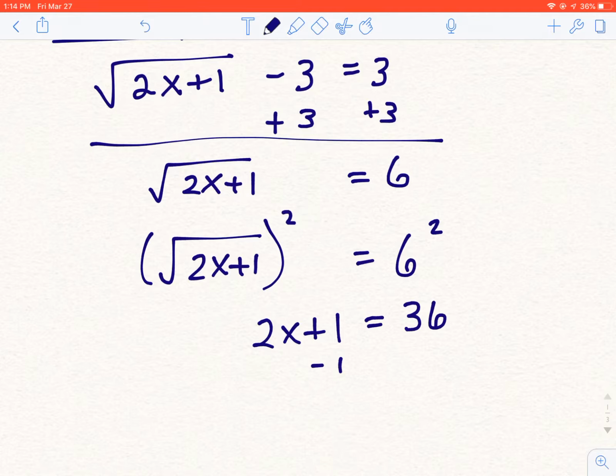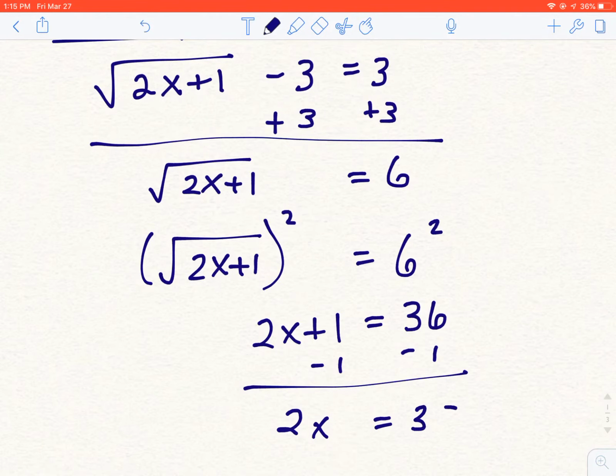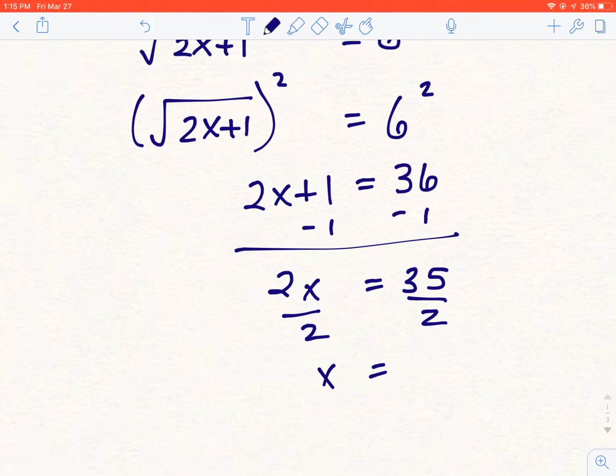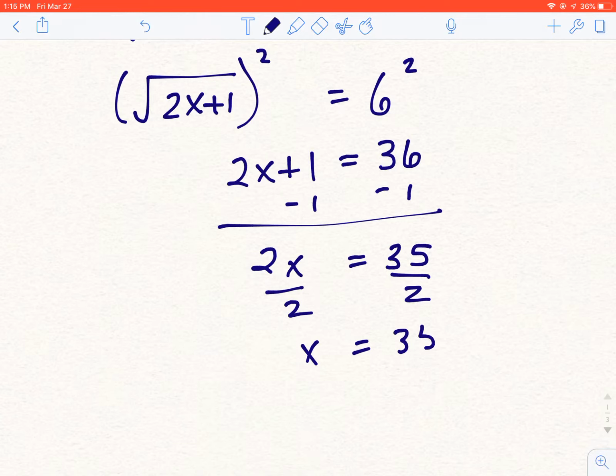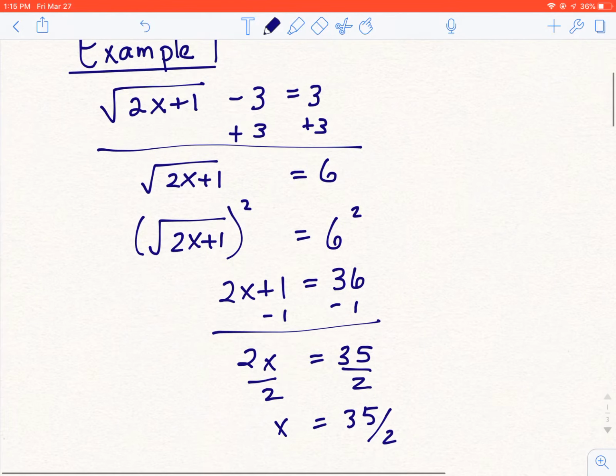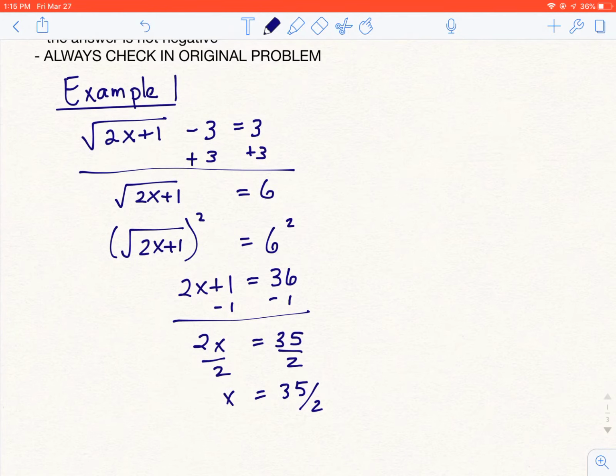So subtract 1, 2x is equal to 35. So divide by 2. X is equal to 35 over 2. Not a very nice number, but we're in college, so it's okay to have crazy square roots. All right, so now I look at that and I say, is that even possible? So I check it in the original.